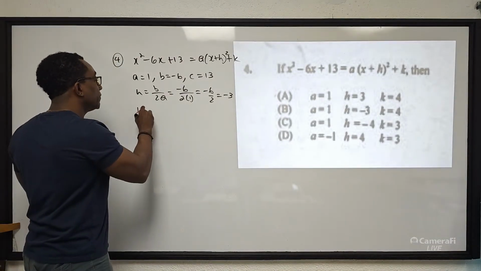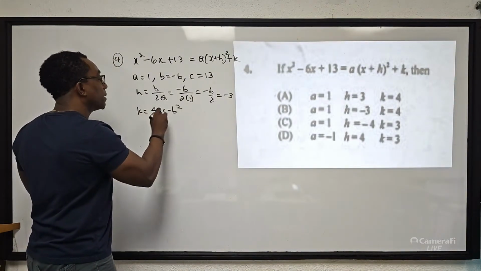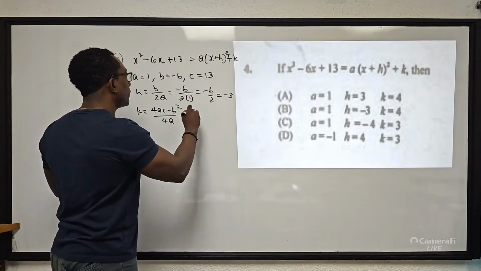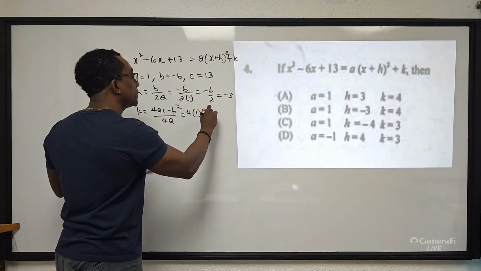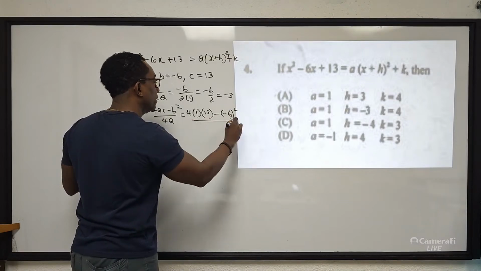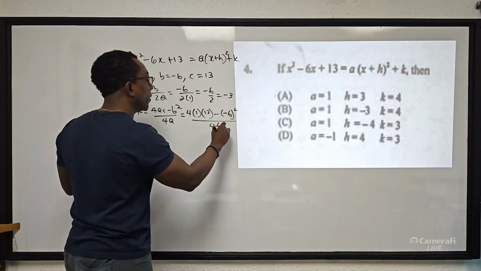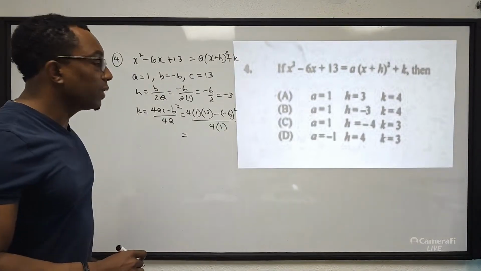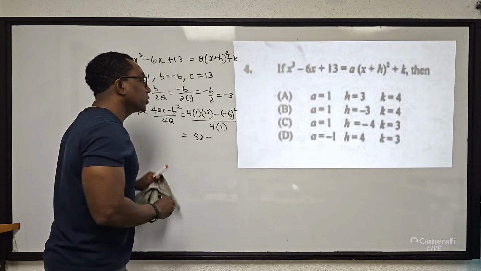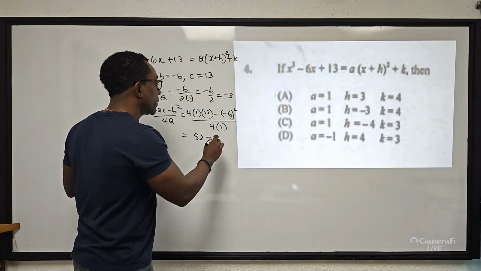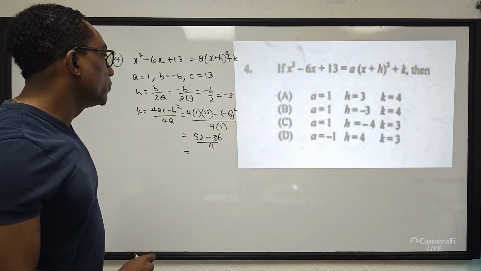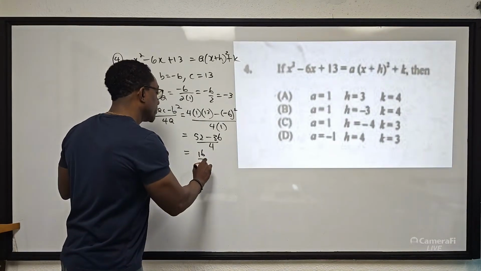And we know k will be found by using (4ac minus b squared) over 4a. So this becomes 4, replace a with 1, c with 13, subtract b, which is negative 6 in brackets all squared, over 4 times 1. So 4 by 1 is 4, 4 by 13 will give us 52. Subtract negative 6 squared, which is 36, all over 4. And 36 from 52 will give us 16, and 16 over 4 is 4.